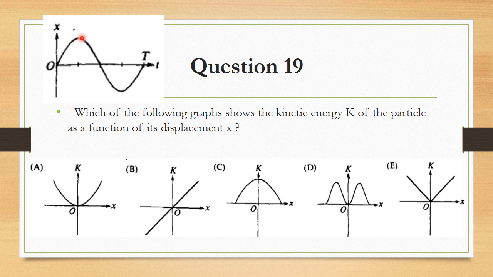So what that means is when we have the most positive position, and as it turns out also when we have the most negative position, we have a velocity of 0 and therefore a kinetic energy of 0. So that immediately gets us to answer choices C and D, both of which show a kinetic energy of 0 at the least and most position values, the most negative and the most positive position values.